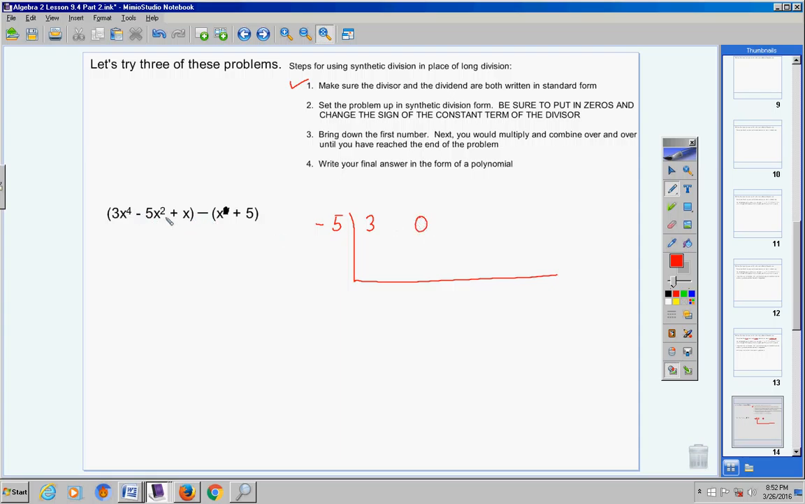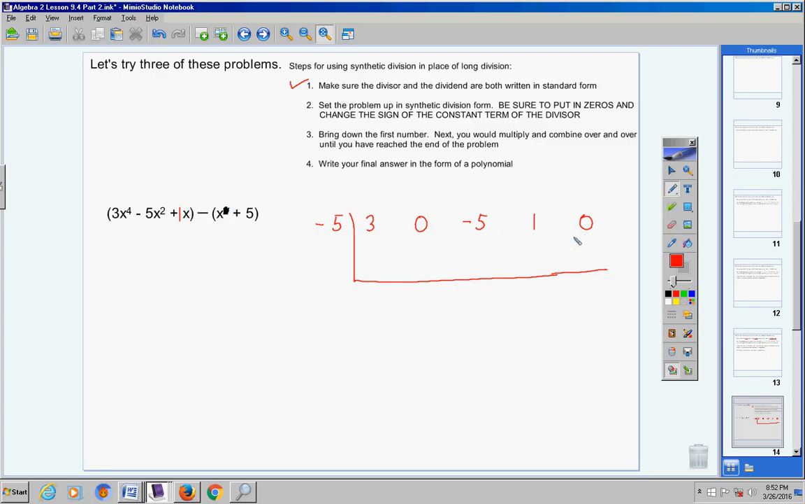Then your x squared number is negative 5. Then your x to the 1 power is 1. There's a 1 right here. And then there's no constant term on the end, so put a 0 right here for your constant term. There's got to be a constant term, so put plus 0.